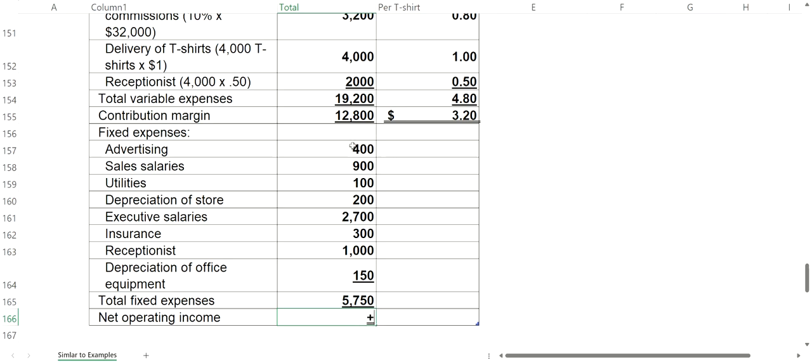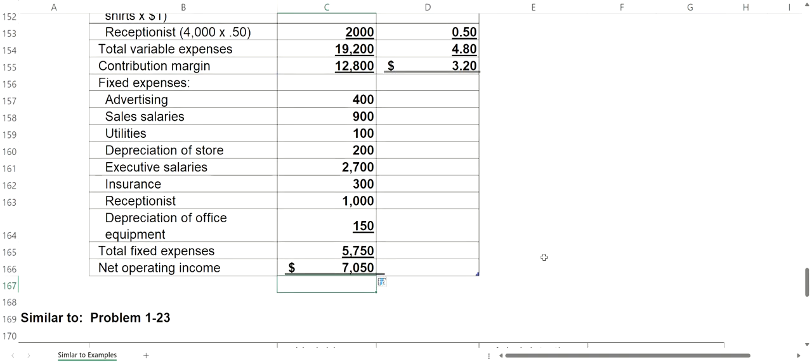$5,750. I now want to take my contribution margin, $12,800, minus my fixed cost of $5,750, and that gives me the same net operating income of $7,050. Now, the reason why it is the same is because we didn't have any beginning or ending inventory. We bought 4,000, we sold 4,000. It would be different, we'll get to that later on, if that does have some beginning or ending inventory.